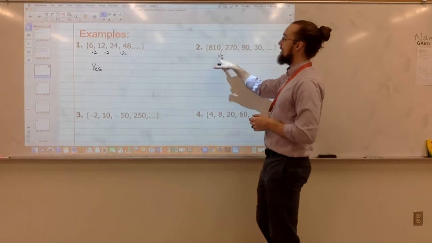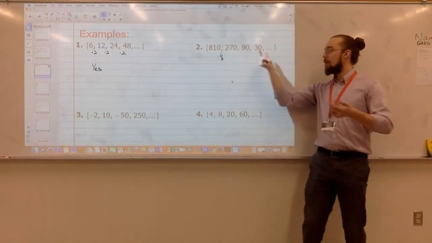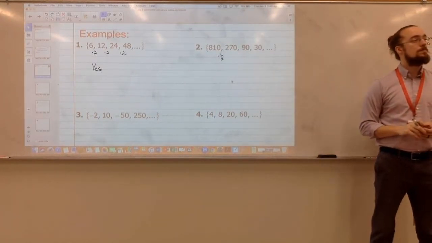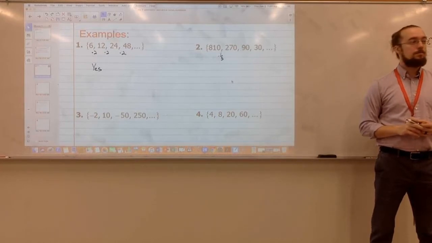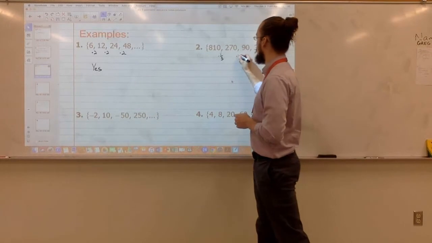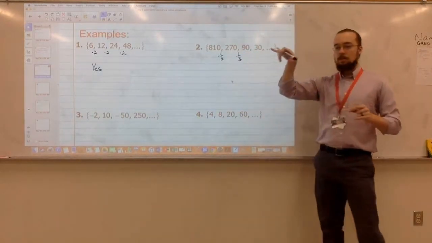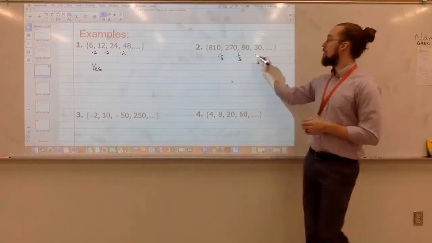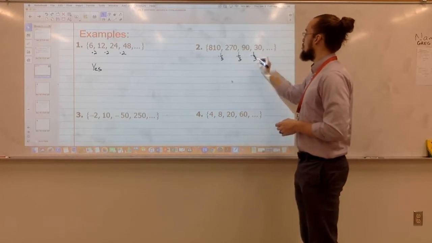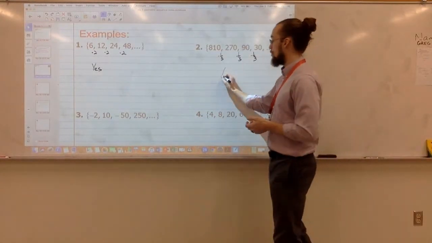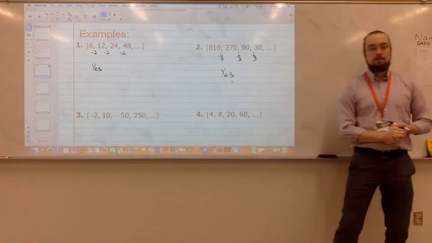So that means 810 times 1/3 is 270. How about 90 divided by 270? "I think that is 1/3 as well." And 30 divided by 90? So I am multiplying by the same number every time to get the next number in the sequence. So this one is also geometric.